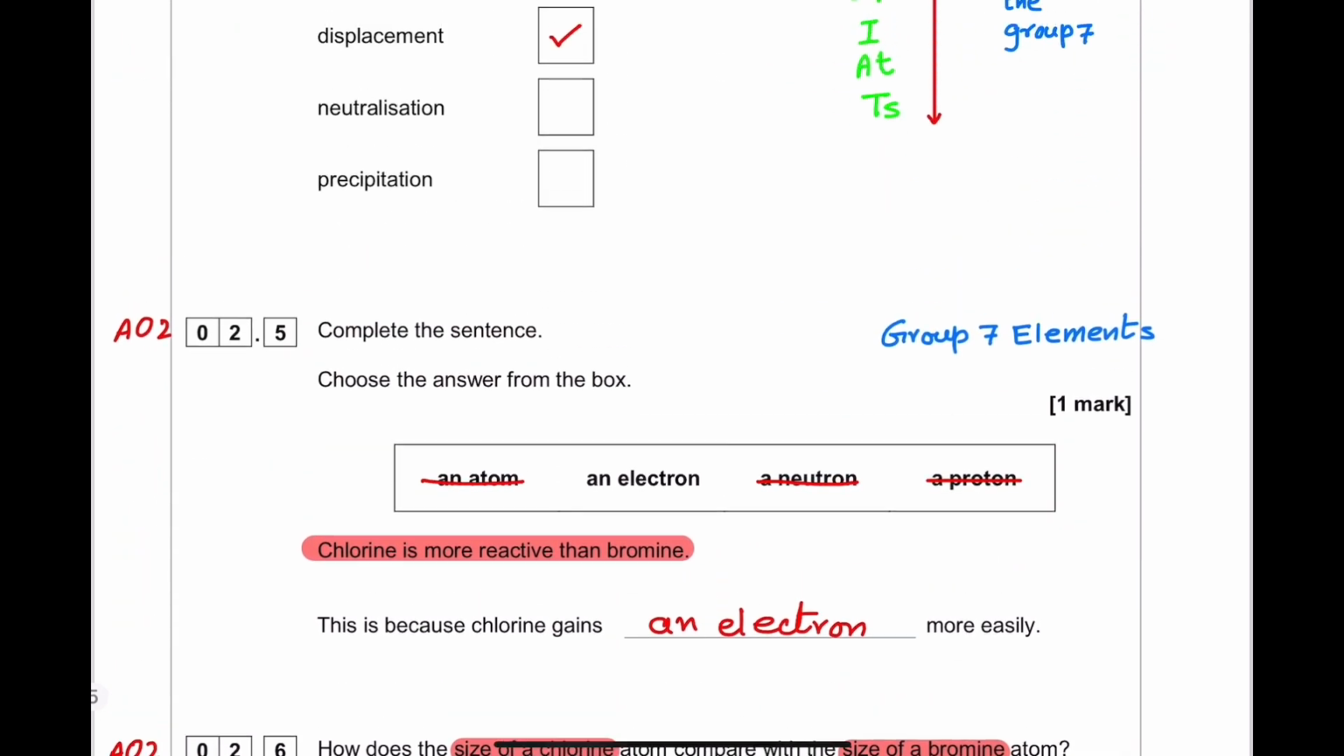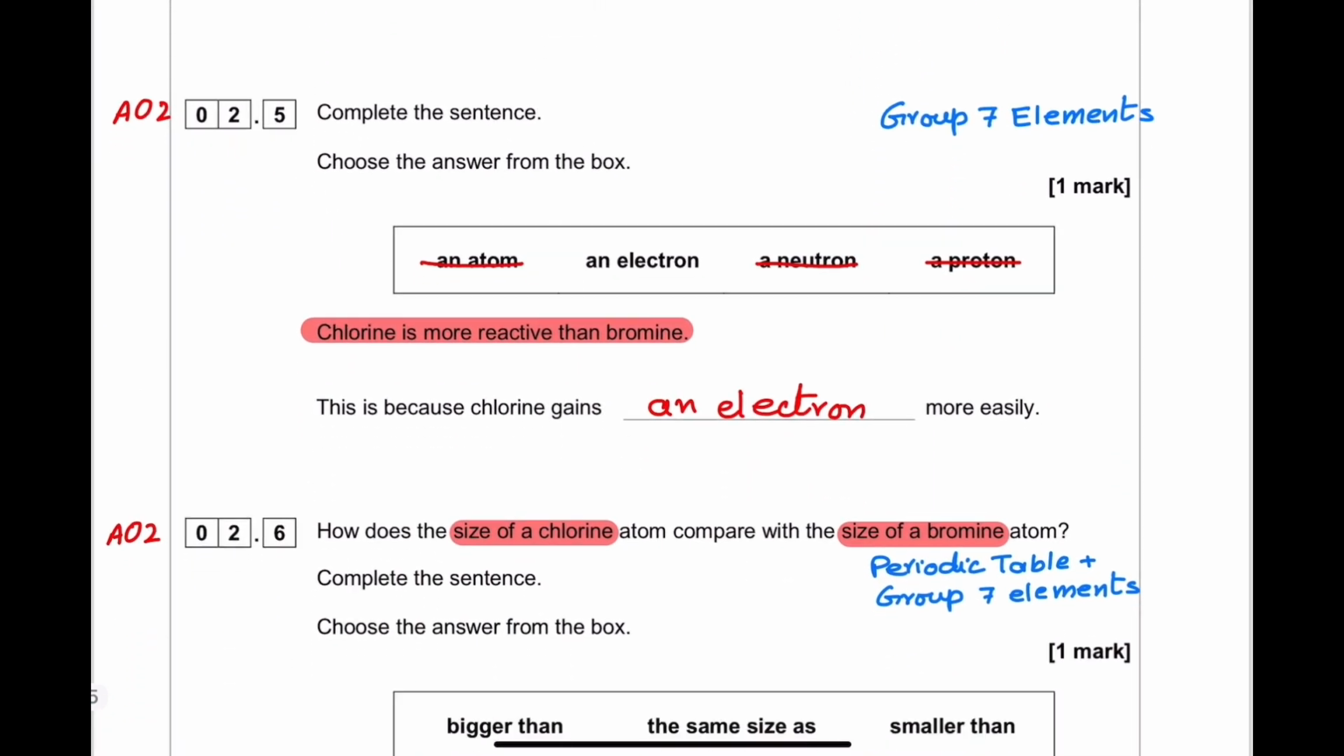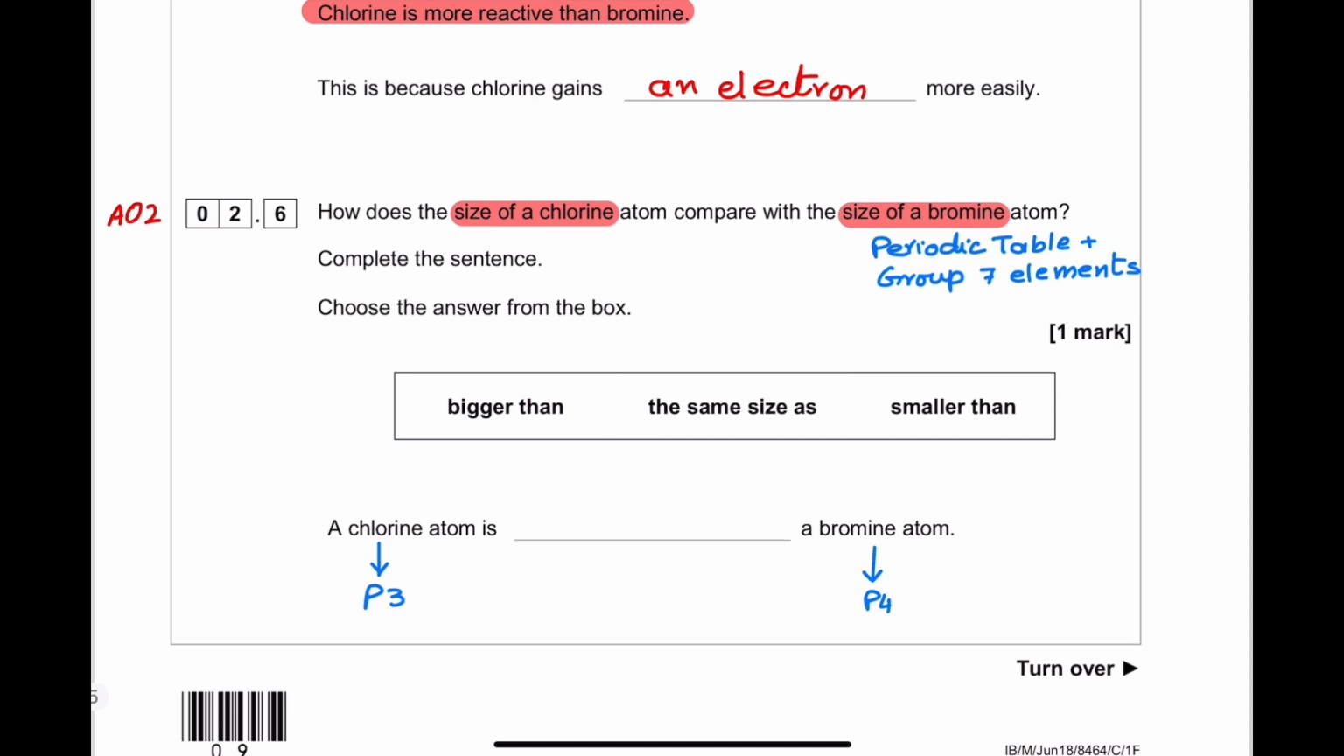If you look back in our group 7 elements, if you go down the group, the size of the atom is increasing. Chlorine belongs to period number 3, whereas bromine belongs to period number 4. Period number 3 means that it has 3 shells, whereas period number 4 means there are 4 shells.